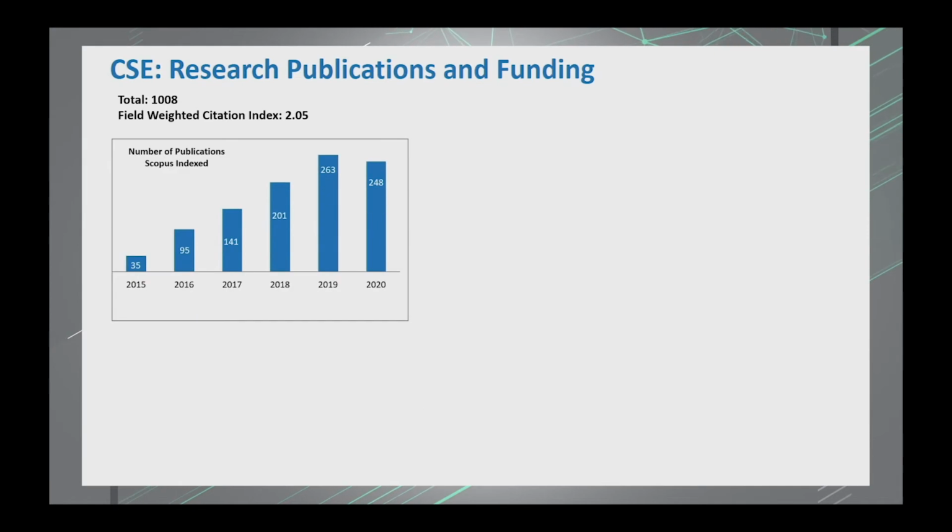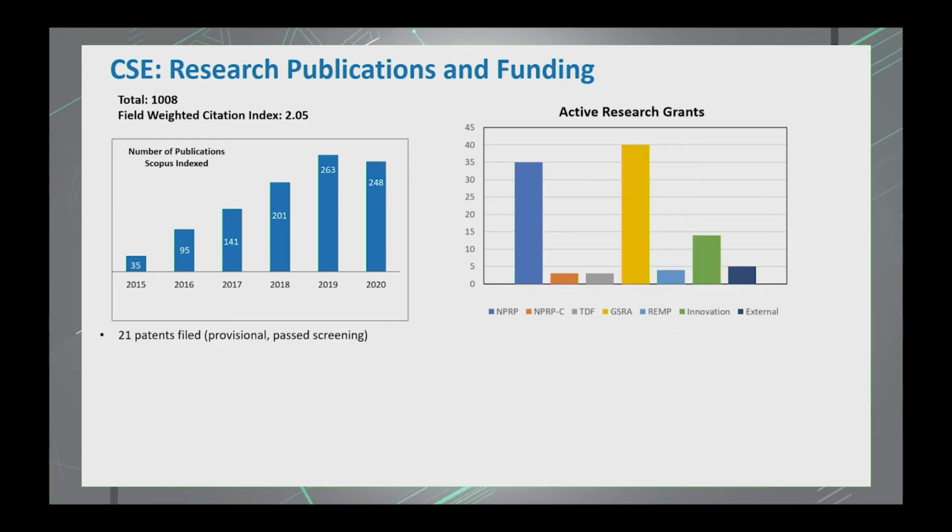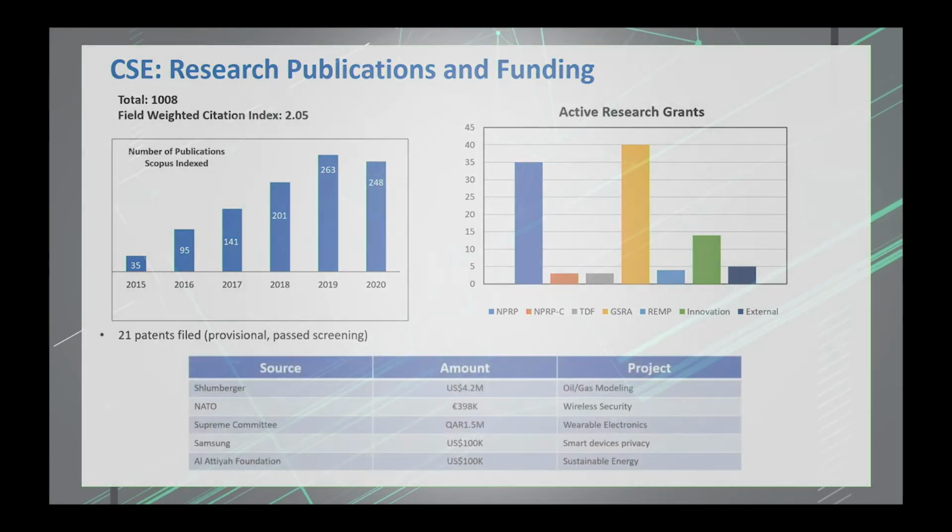Also, within the past 4 or 5 years, we were able to publish more than 1,000 Scopus indexed publications. And we also have more than 30 patents that have been submitted and awarded. We also have been awarded more than 80 research projects which have been funded, some of them by QNRF, some internally within HBKU, and some by external collaborators and external partners.